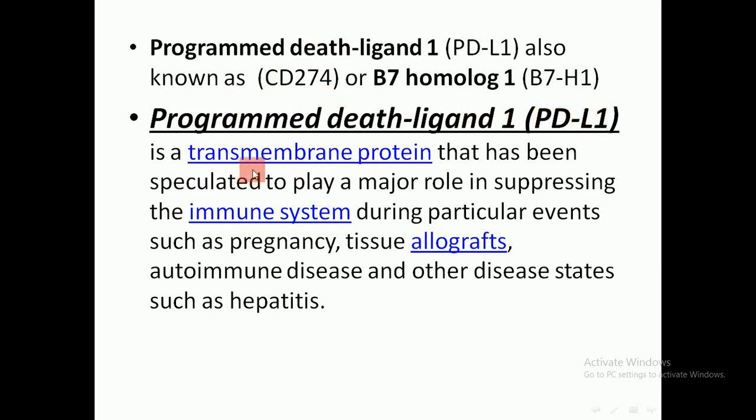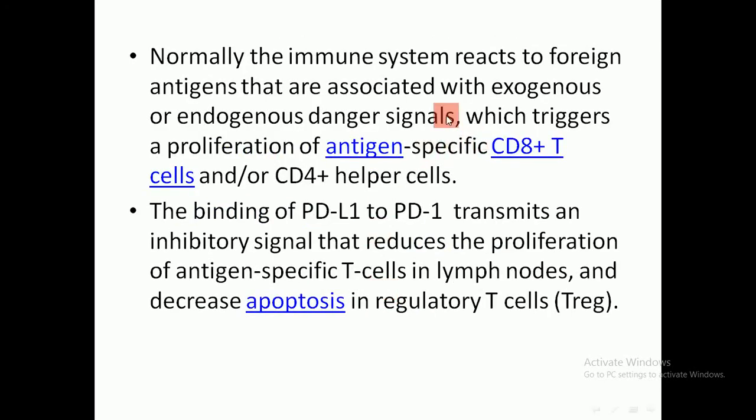Programmed death ligand, PD ligand 1, is a transmembrane protein that has been speculated to play a major role in suppressing the immune system during particular events such as pregnancy, tissue allografts, autoimmune disease, and other disease states such as hepatitis.